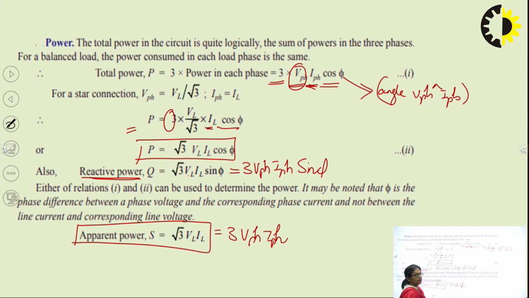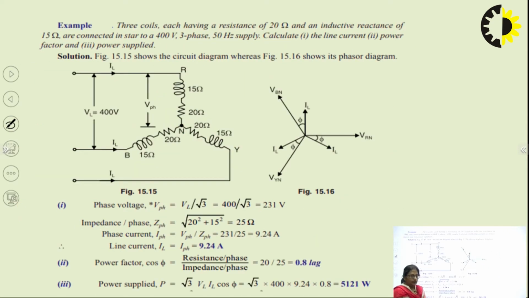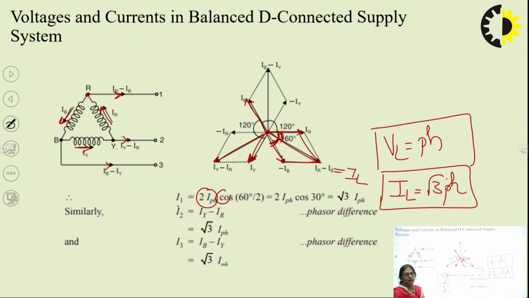What will be the units? For active power, we know it has to be watts, kilowatts or megawatts, right? Basic unit. Similarly, for reactive power, it has to be VAR, volt ampere reactive, or kilovolt ampere reactive. And for apparent power, it has to be volt ampere, VA. The same terminology follows for a delta connected system. The terminology is the same, right?